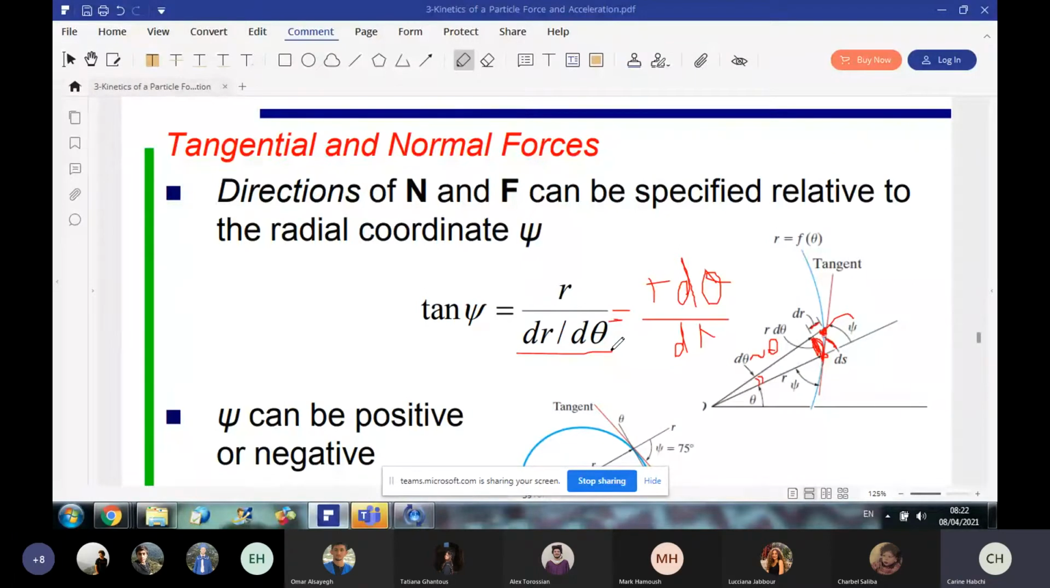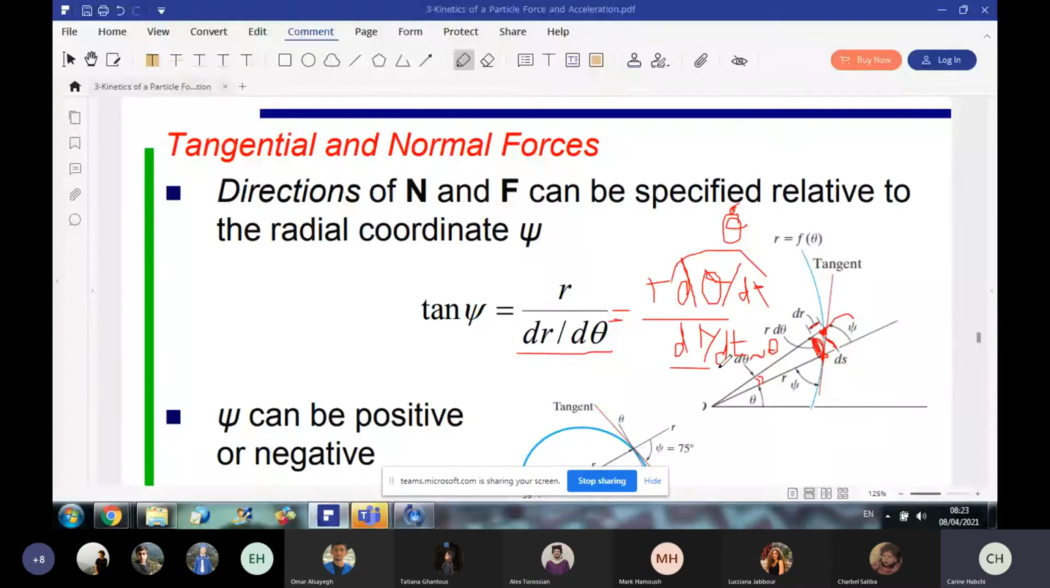Another possibility is the following. I know that tangent psi is r d theta by dr. If I divide the upper term by dt, and I also divide the term below by dt, then I get another formula for tangent psi, equal to r theta dot over r dot. It depends on what you know in your problem. If you just know r as a function of theta, it's easier to use the first one. If you know the value of theta dot, the derivative with respect to time, and you know the value of r dot, then you can use the second option.